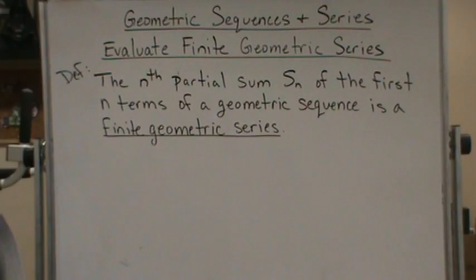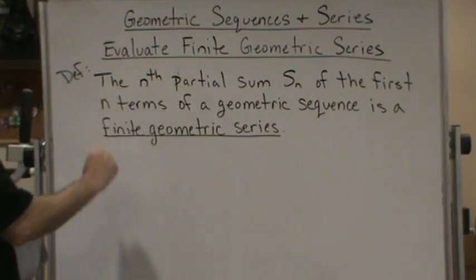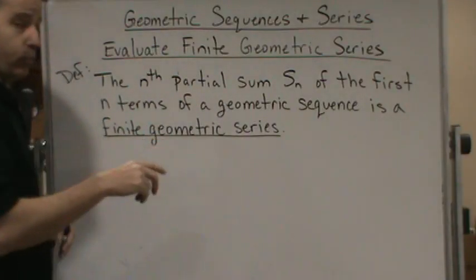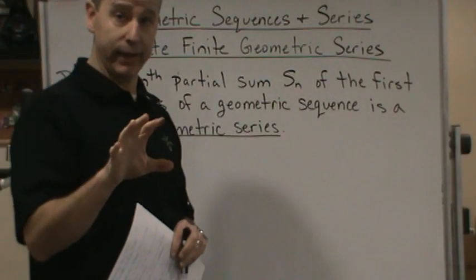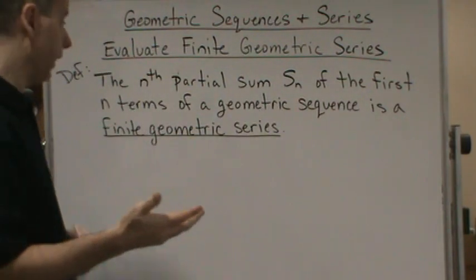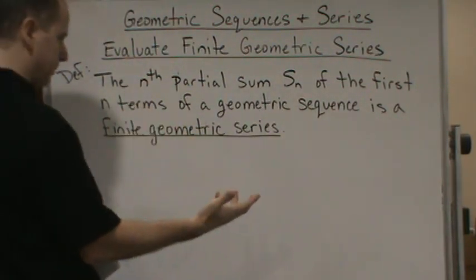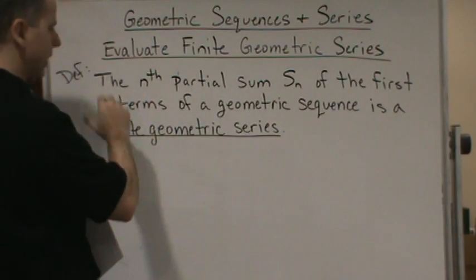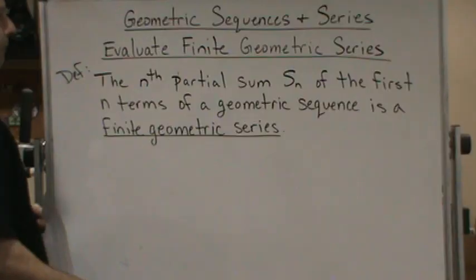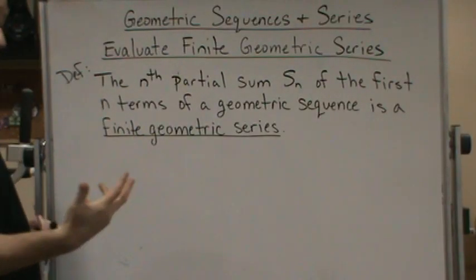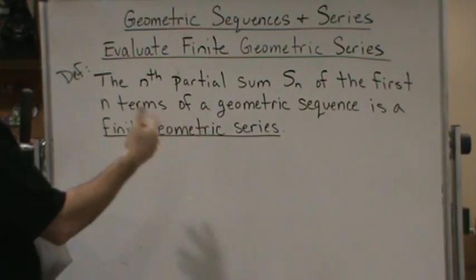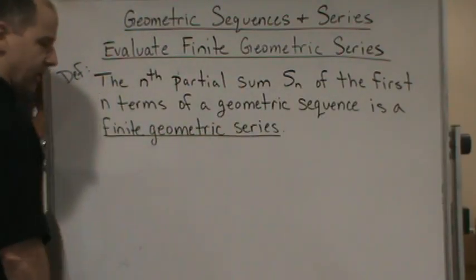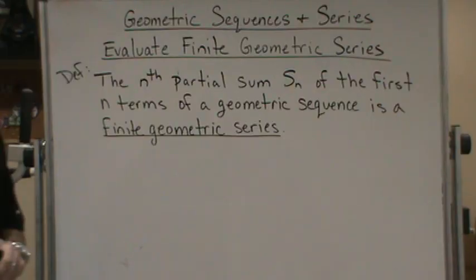Okay, so the definition, the nth partial sum. Remember when we talked about this before with arithmetic series, same idea. A partial sum, same definition, but the partial sum here is the first n terms of a geometric sequence. If we take the partial sum of the first n terms of a geometric sequence, we call that a finite geometric series, just like a finite arithmetic series.